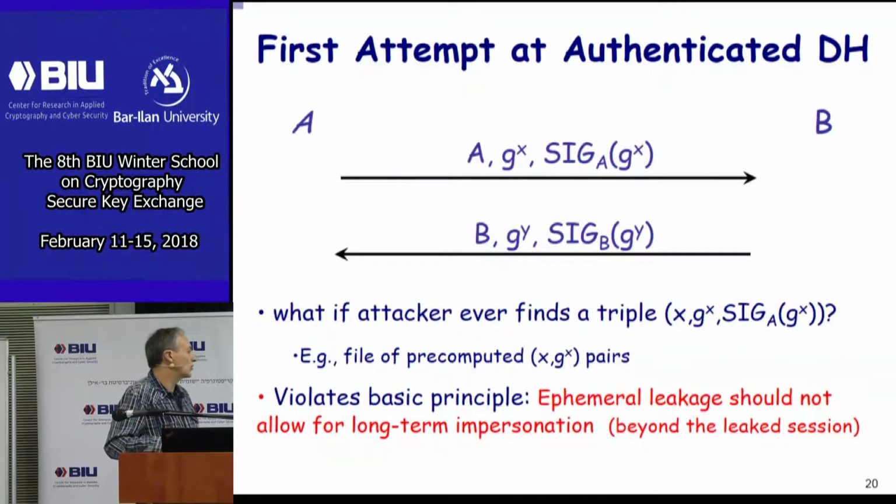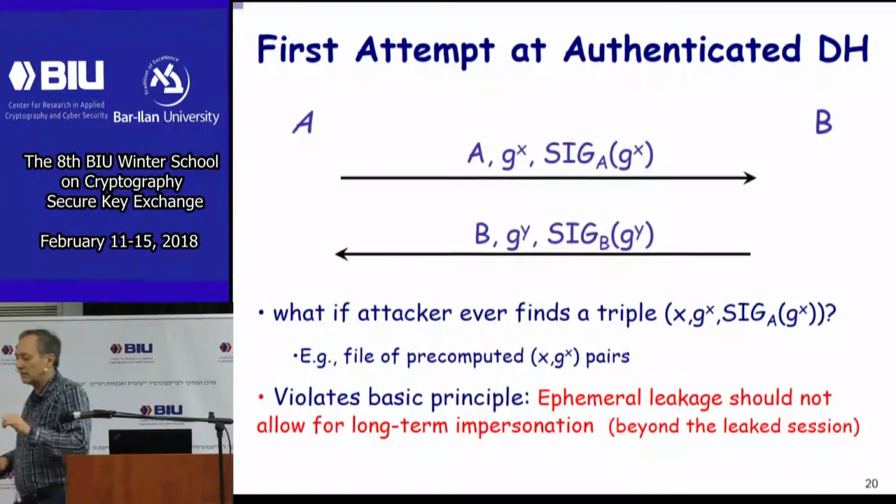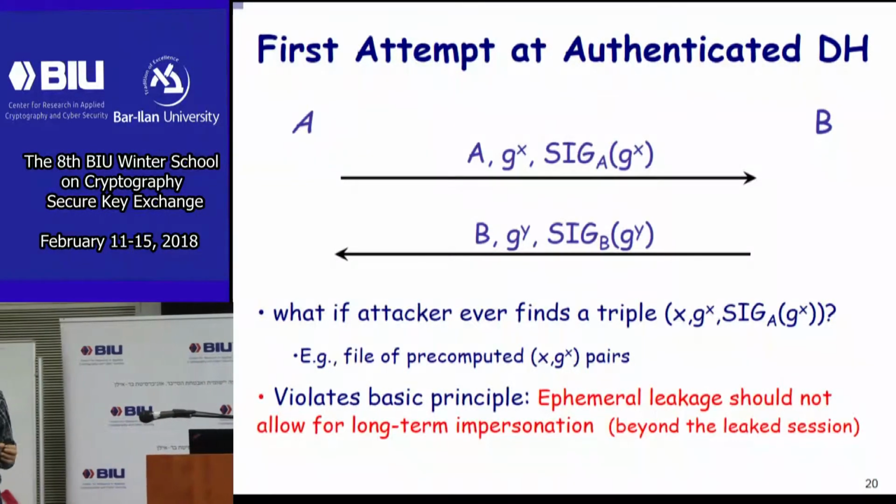So we have a case in which just by finding some ephemeral value, you actually allow for a long-term impersonation. I mean, now you impersonate Alice forever. And I think we can agree that that's not a good thing.